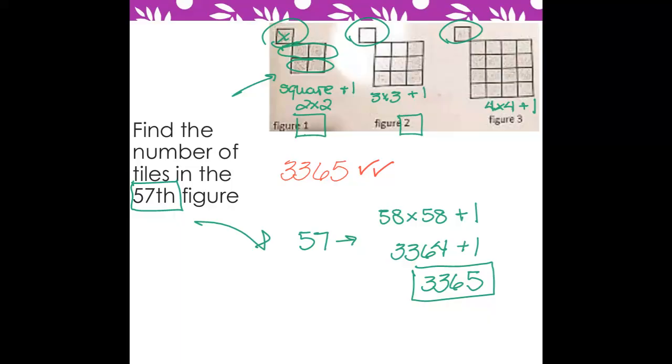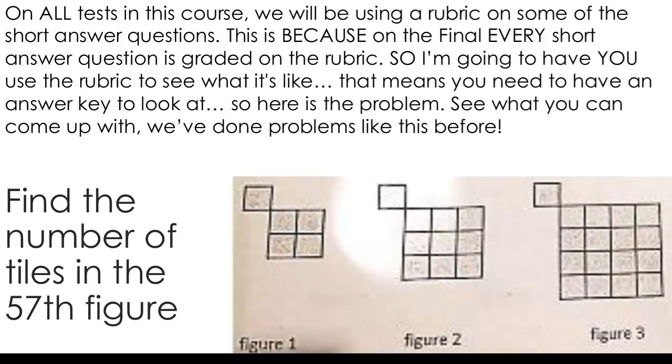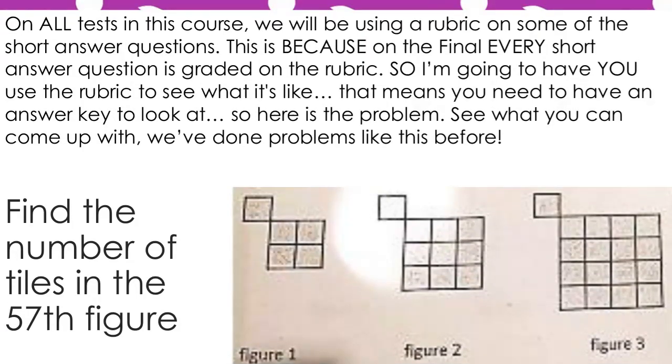Okay? Now, given that, I am going to be grading some of these short answers with a rubric. It says, on all tests in this course, we will be using a rubric on some of the short answer questions. This is because on the final, which if you stay through Prime 2 in the spring, every short answer question is graded on the rubric. And there will be 10 short answer questions plus some other multiple choice stuff.